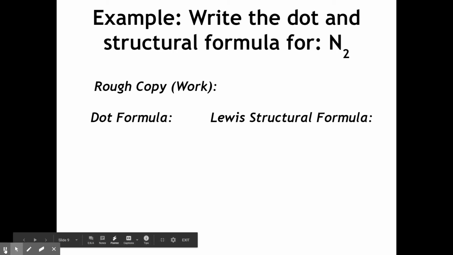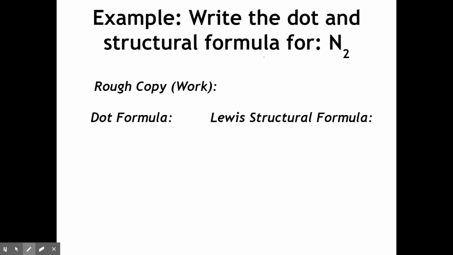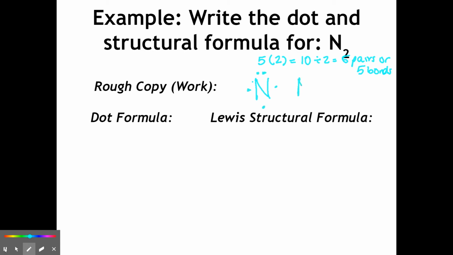Our next example is nitrogen, or N2. Nitrogen has 5 valence electrons. There are 2 of them, so 5 times 2 is 10. 10 divided by 2 is 5 pairs or 5 bonds. Okay, so I'm going to draw my nitrogen with its 5 valence electrons. And there are 2 of those.